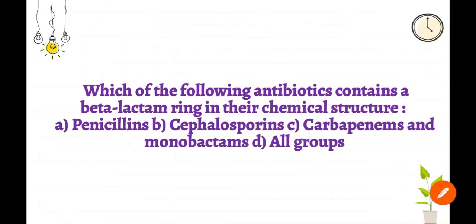Hi, today we'll discuss MCQs on antibiotic, antifungal, and anti-cancer drugs. So the first question is, which of the following antibiotics contains a beta-lactam ring in their chemical structure? Option A, penicillins. Option B, cephalosporins. Option C, carbapenems and monobactams. And option D, all groups.